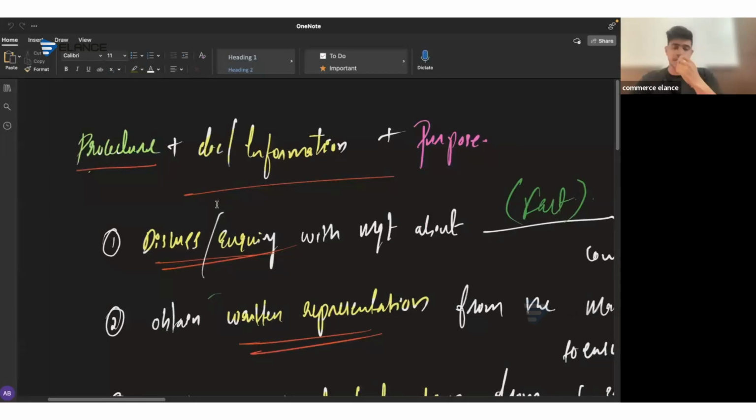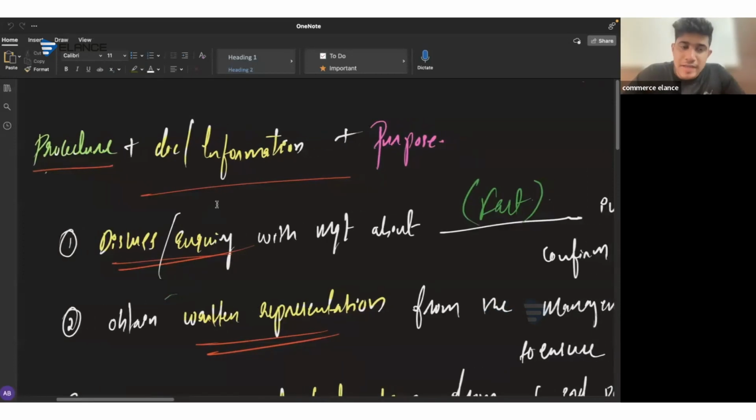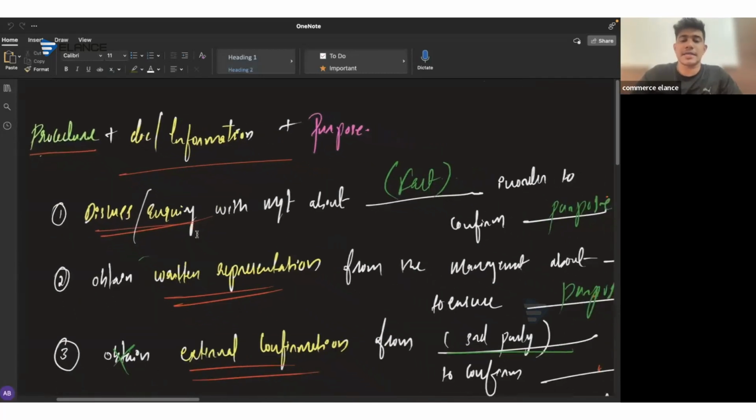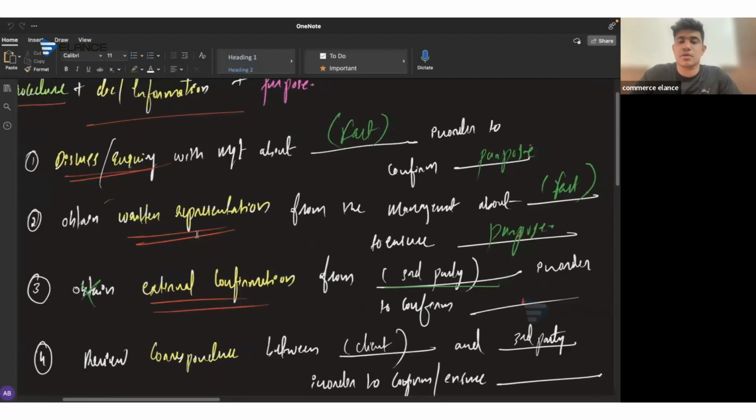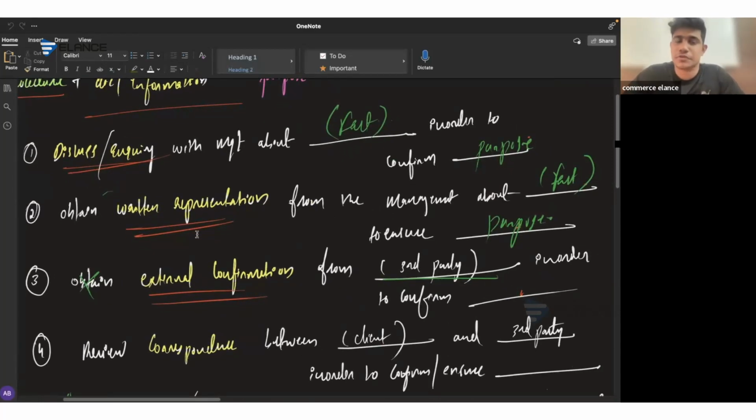Whenever you write a substantive procedure, you should be writing a procedure properly. There should be a document or information which you use for the substantive procedure, and there should be a purpose. So always include the purpose for which you are performing a substantive procedure. Now, a proper procedure has the procedure, document or information, and purpose. And these are the set of substantives which you can use in the majority of cases.